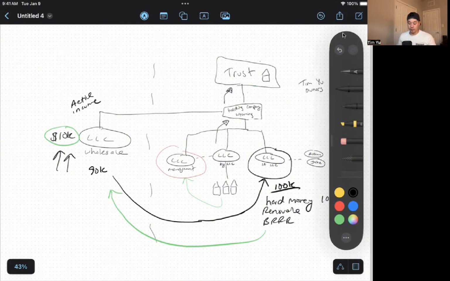So I hope this makes sense. I hope this was really helpful. And this is basically a rough overview of how I structure my real estate business, why I do it, and how it kind of flows up for tax purposes.